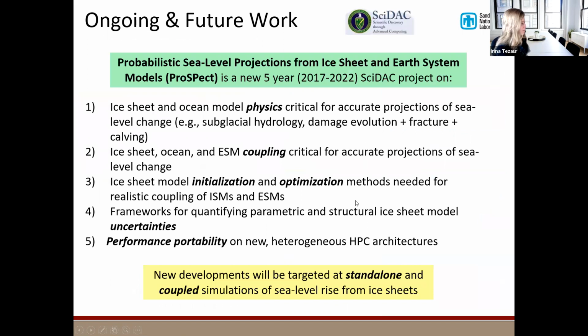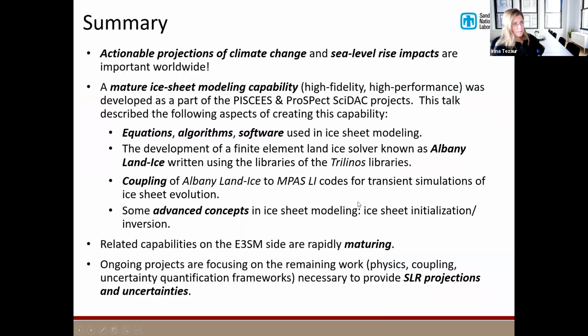I think I'm out of time here. Hopefully I was able to convince you that actionable projections of climate change and sea level rise are important worldwide. I talked about this mature ice sheet modeling capability we've been developing, focused on equations, algorithms, and software. The hope was to cover something where at least one of those things would really resonate with the audience members.